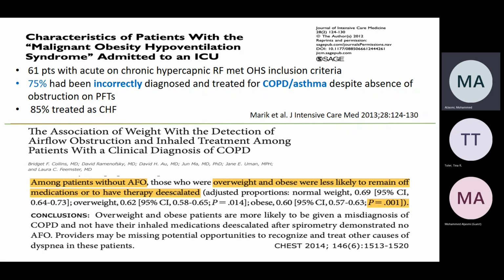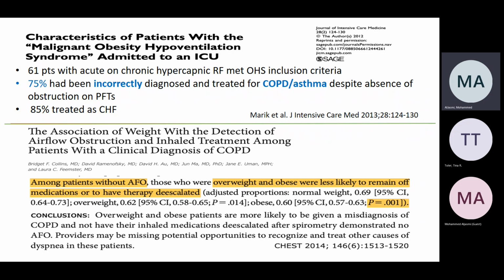This is a study done by, I think, Paul Merrick, the critical care guy in Eastern Virginia. So they looked into malignant obesity hypoventilation syndrome and people who are admitted to the ICU with a provisional diagnosis of obesity hypoventilation. When they looked into about 61 of acute and chronic hypercapnic respiratory failure that met OHS inclusion criteria, 75% of them were incorrectly diagnosed with COPD and asthma, despite the absence of obstruction on PFT, okay? So that tells you it's a problem.